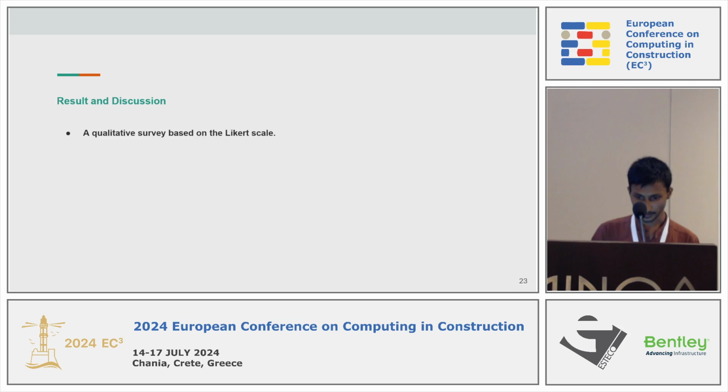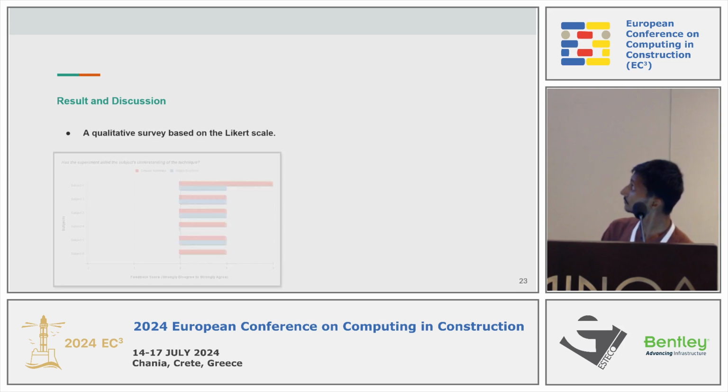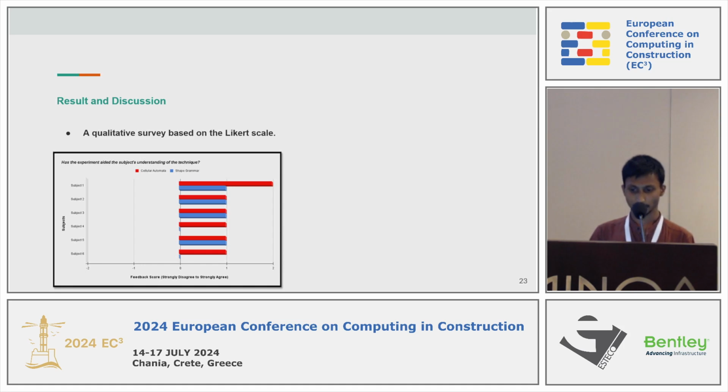So I'll show the results here. Now you see, this is for 6 subjects, and there are 3 sets of questions. The first question was: has the experiment added to the subject's understanding of the techniques, like cellular automata and shape grammar? This is on a Likert scale of -2 to +2, strongly disagree to strongly agree. We see positive results here.